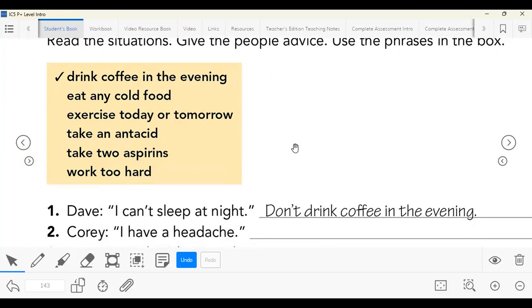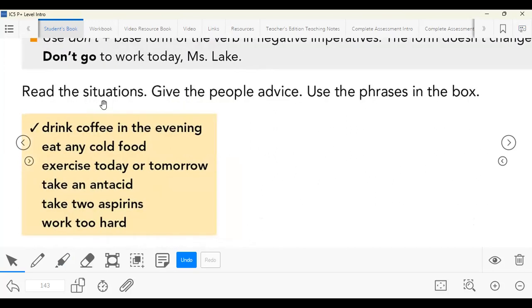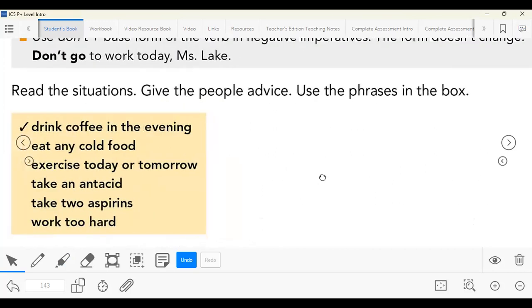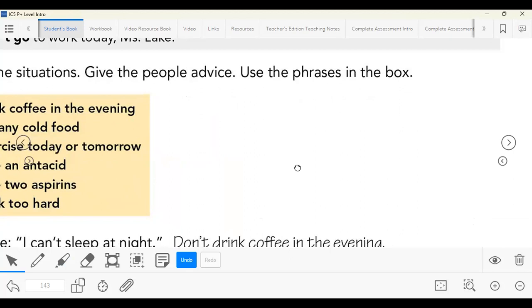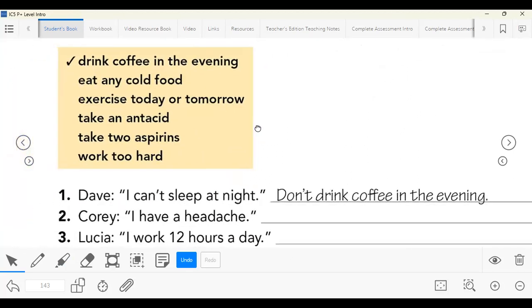Okay, so help me, please. Let's complete. Here we have, you see, read the situations, give the people advice, use the phrases in the box. So we have here the answers. It's just to connect the problem with the solution that we have here. What do you think, Miss? Can you read number 2 and the solution? So we can practice pronunciation too.